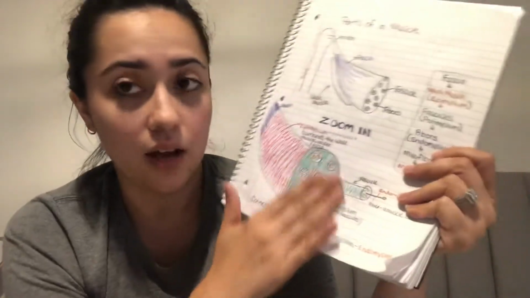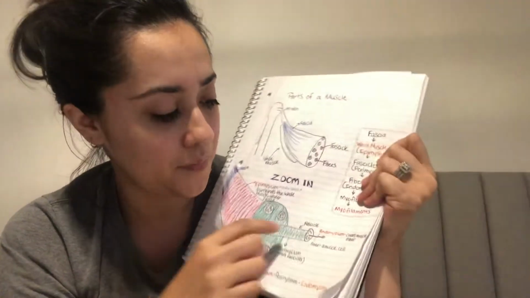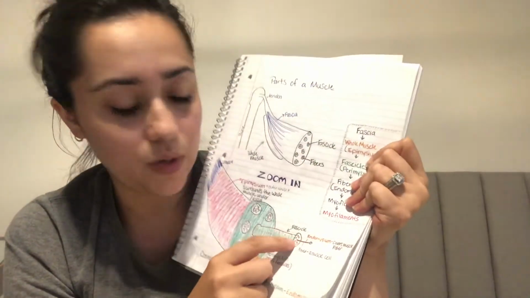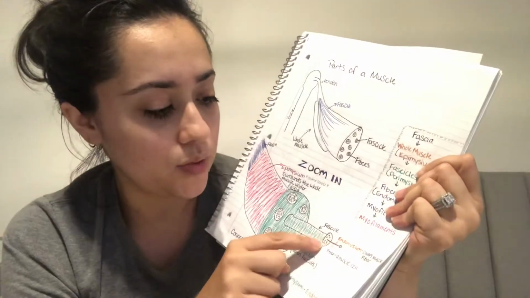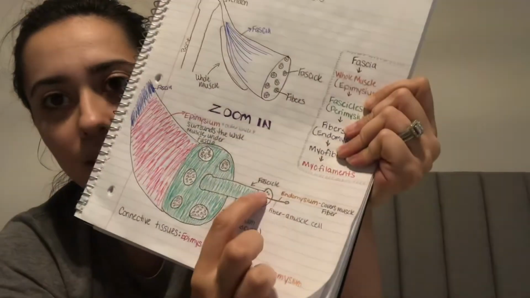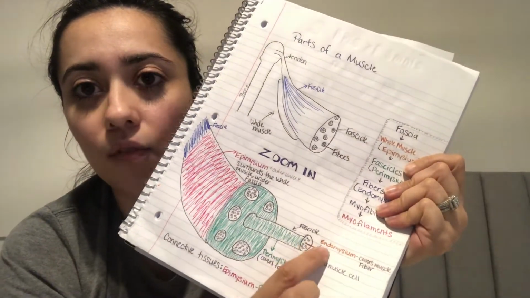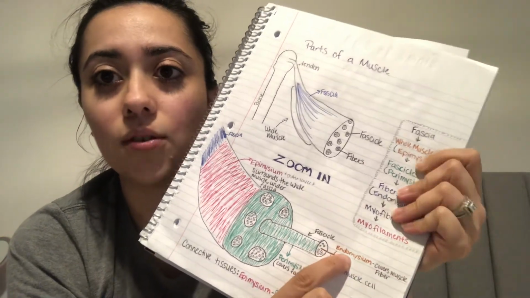That, again, like I said, covers the fascicle. And then we have, in the fascicle, those little dots there, those are the fibers, which are muscle cells, and I did bring that out. That layer that is covering the fiber is called the endomysium.